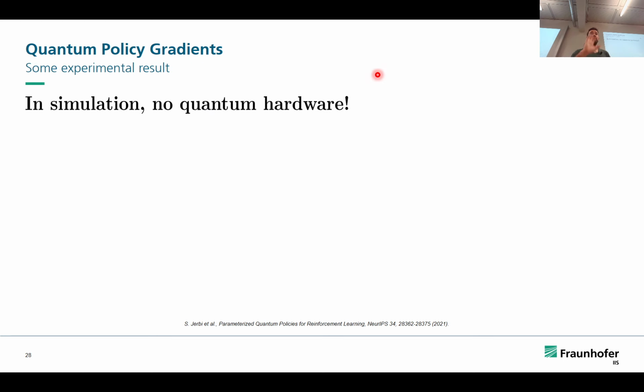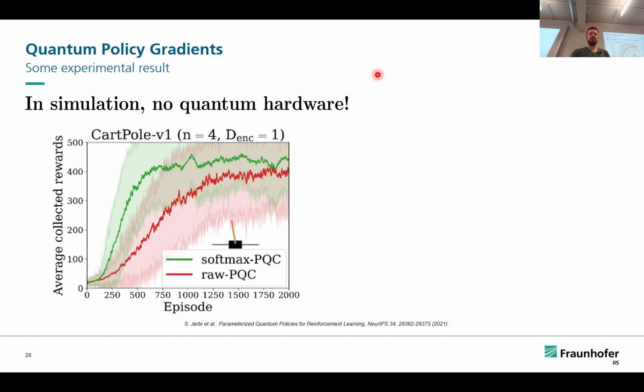Then, the authors who proposed this approach also did some experiments. I think it was already 3 years ago, something like that. They did everything in simulation. They simulated the quantum states and didn't do any experiments on quantum hardware, so just keep that in mind. They did some experiments, for example, on the CartPole environment with both the raw and the softmax policy. And they demonstrated that for both policies, you can get very close to optimal behavior. And we actually improved upon this algorithm.